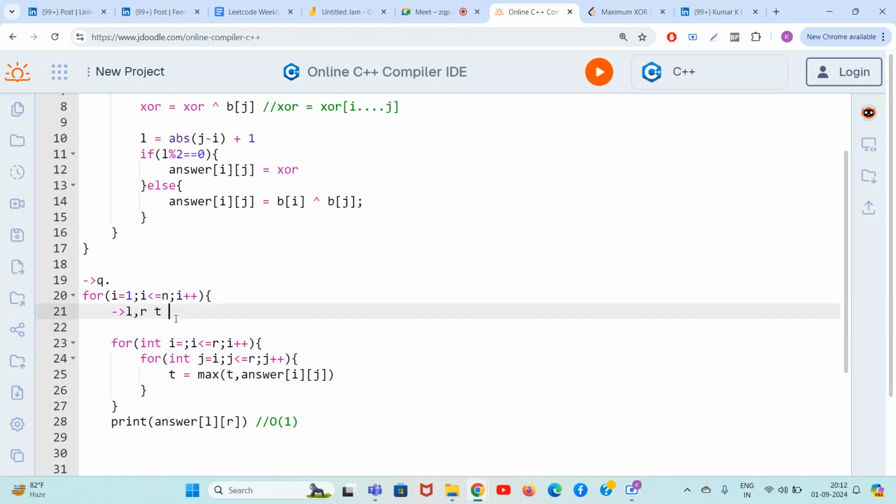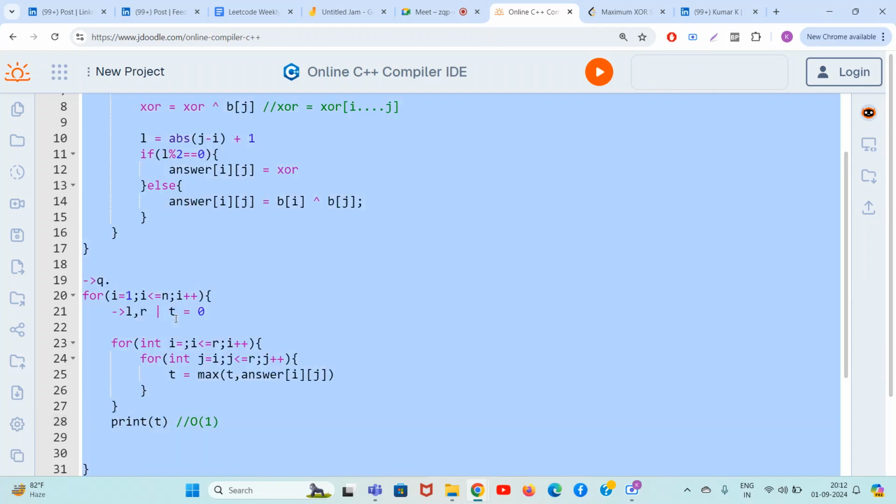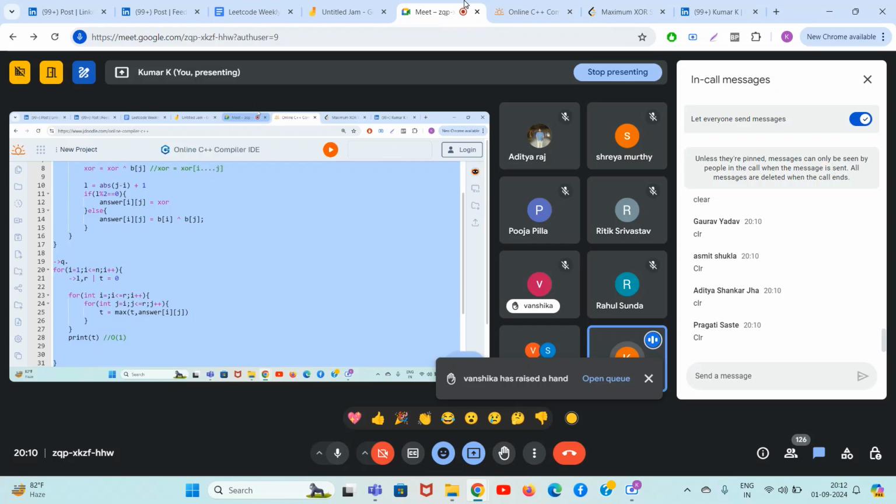Okay, so t equal to 0 I wrote, and I will just print t for each query, and that's it. I solved the problem, right? So guys, what is the time and space complexity for this brute force solution?